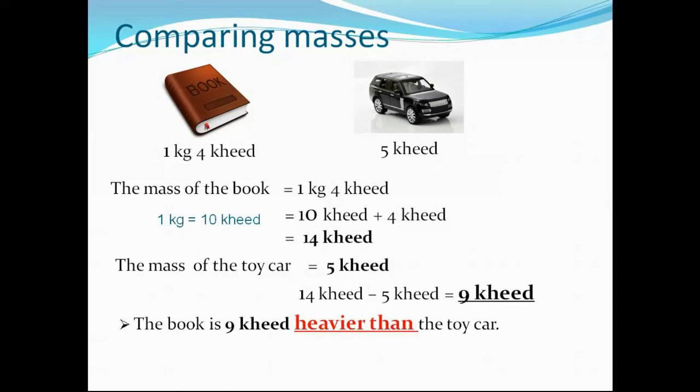The book is 9 kg heavier than the toy car because the mass of the book is bigger than the toy car. The toy car is 9 kg lighter than the book because the mass of the toy car is smaller than the book.